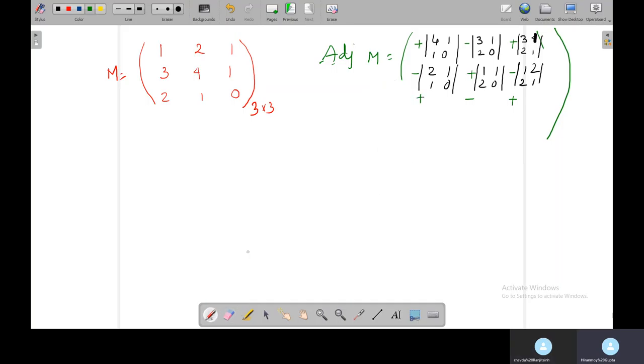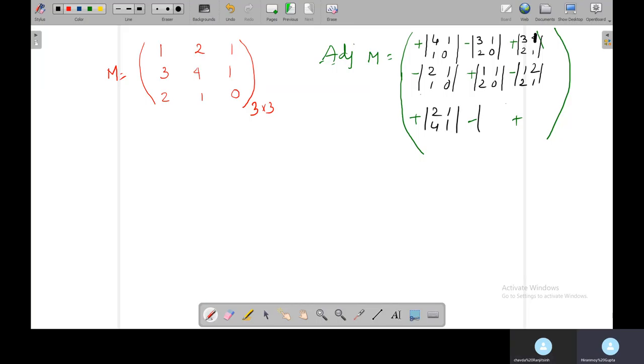Wait a second. So now we are going to consider the third matrix. What will be the third matrix? As usual, we have to give our order, that means plus, minus, and minus, and plus. Now you're going to consider the third value for the third row. The remaining is 2 1 4 1, so we're going to write 2 1 4 1.